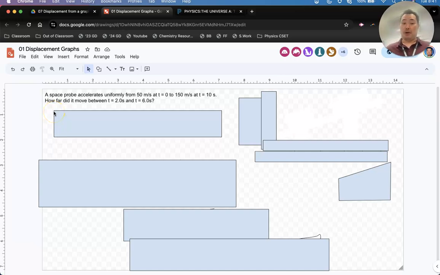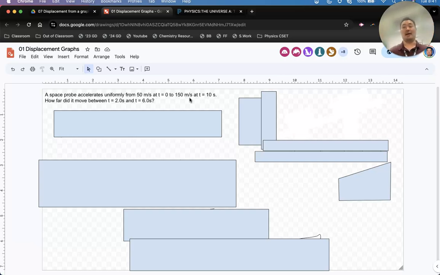Alright, this physics problem says a space probe accelerates uniformly from 50 meters per second at t equals 0 to 150 meters per second at t equals 10 seconds. How far did it move between 2 seconds and 6 seconds? So we haven't done a problem like this before, where there's a range of time and you have to find the distance in that range of time.